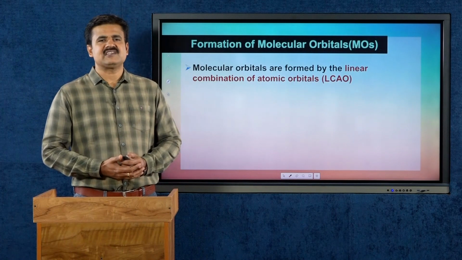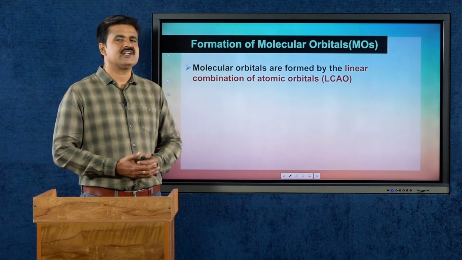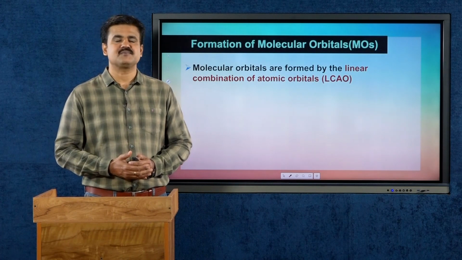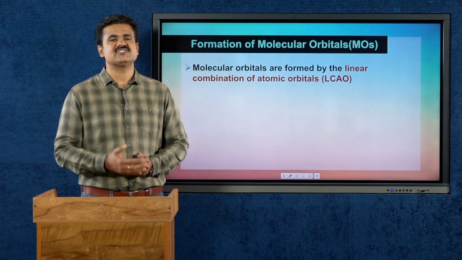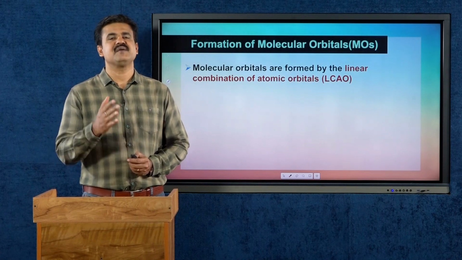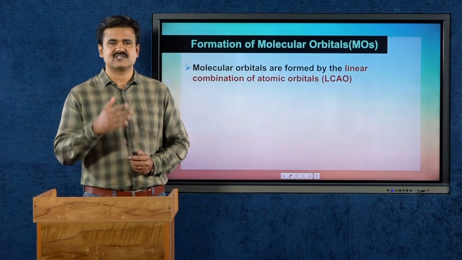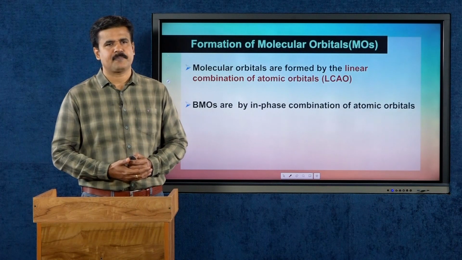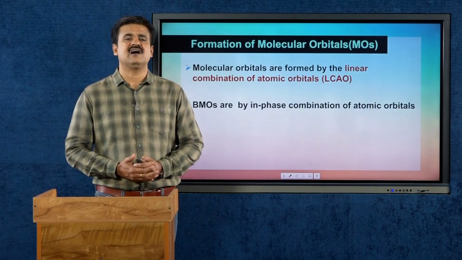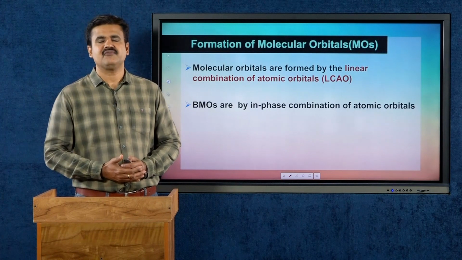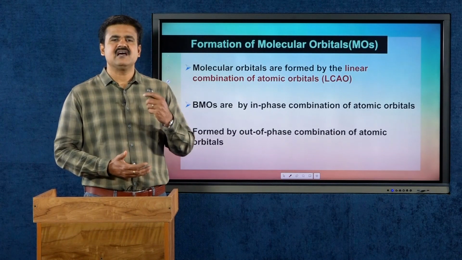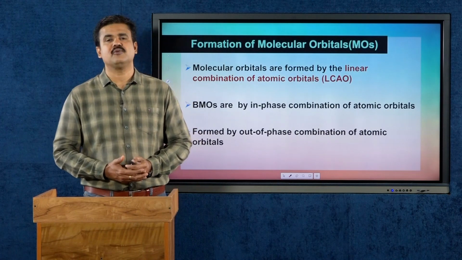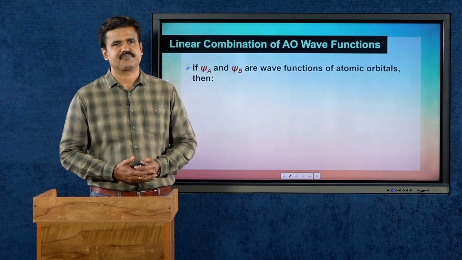The molecular orbitals are formed by linear combination of atomic orbitals. In the previous module, we just learned about the concept of linear combination. Linear combination is a mathematical combination which may be addition or constructive combination or subtraction or destructive combination of atomic orbital wave functions. Bonding molecular orbitals are formed by in-phase combination of atomic orbitals. The antibonding molecular orbitals are formed by out-of-phase combination of atomic orbitals.